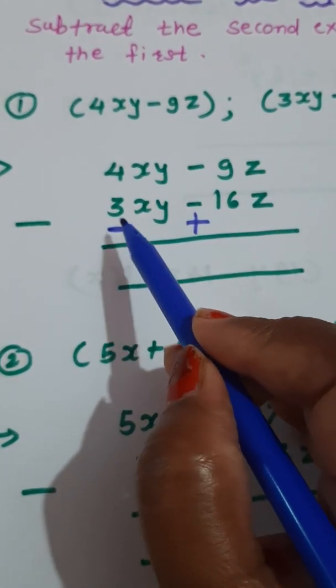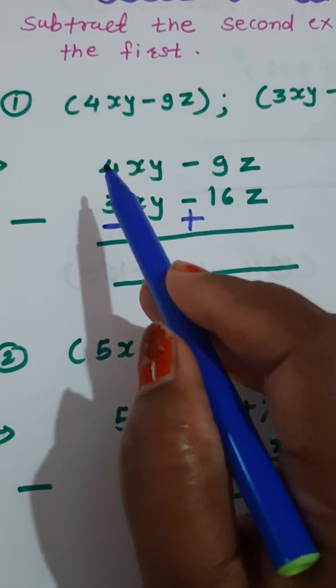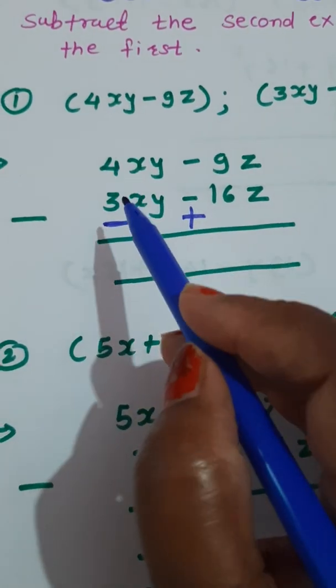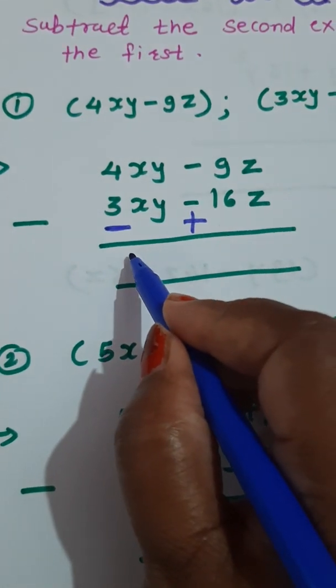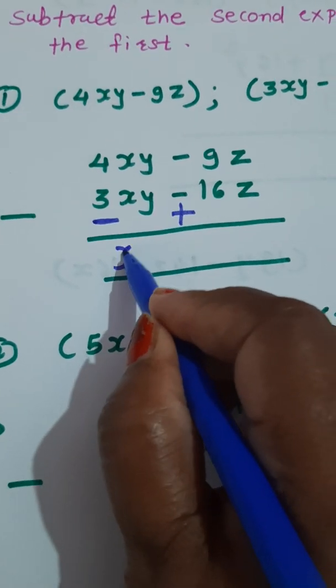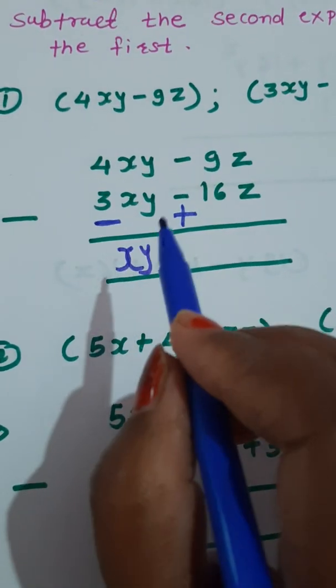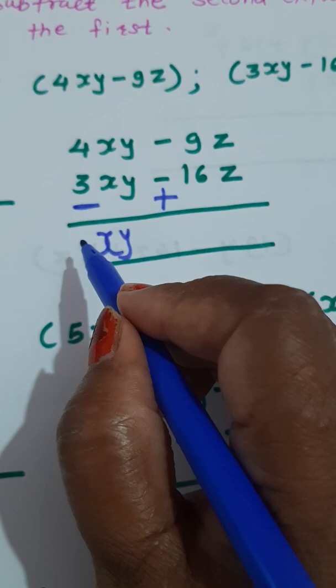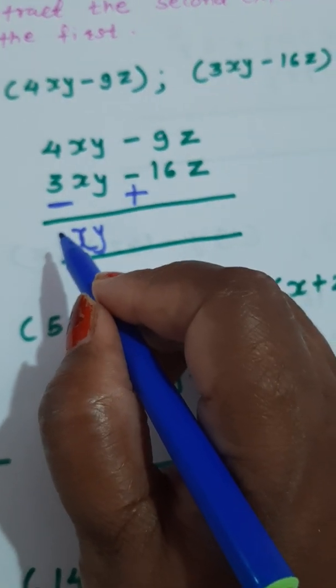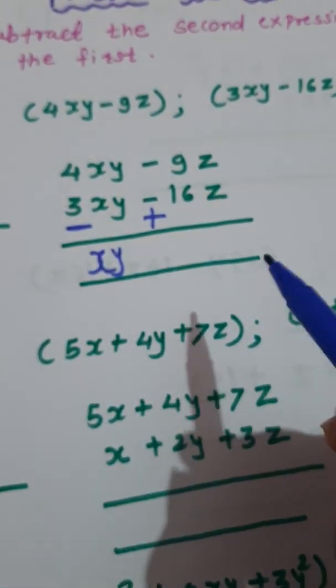4xy minus 3xy. 4 minus 3, 1xy. Or you can write only xy. What is the meaning of xy? 1xy only. When number is not written, coefficient is not there, it means 1 is always there.